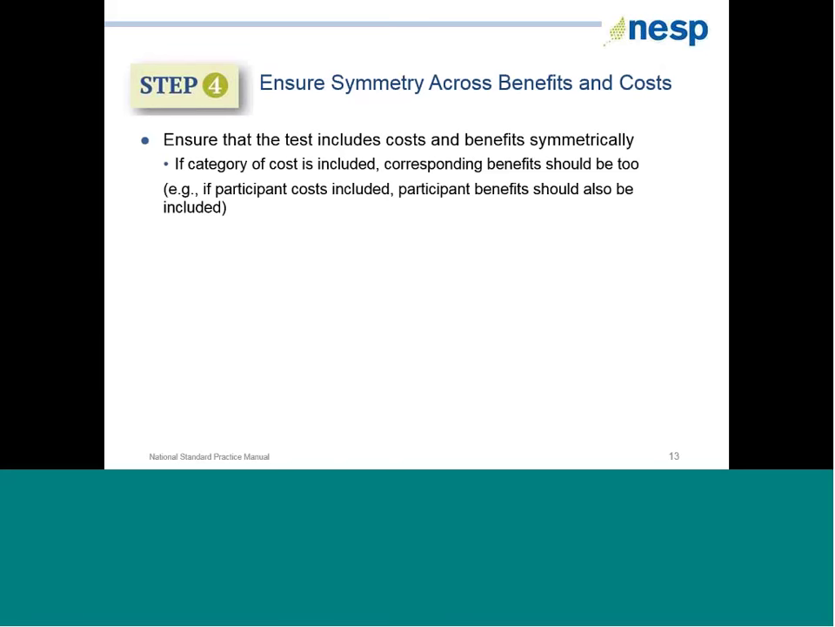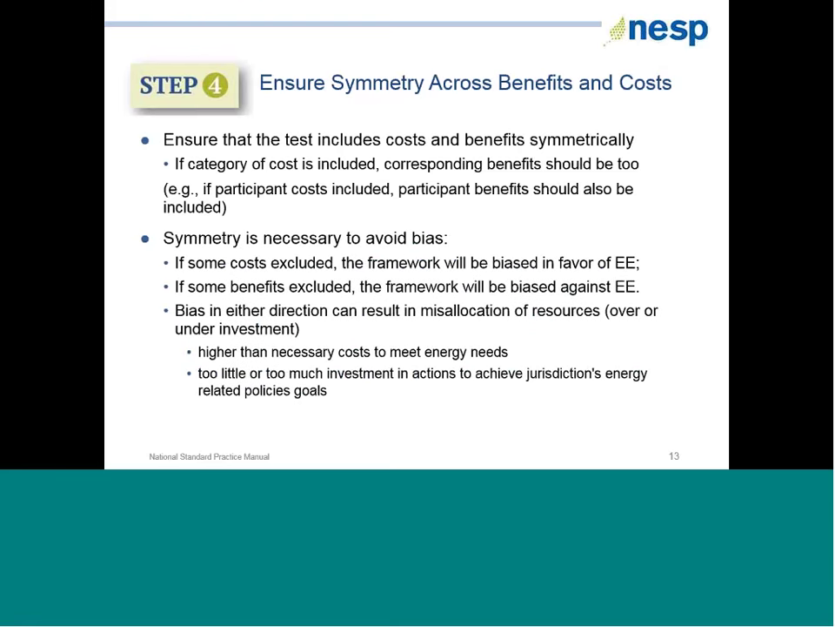And if you're going to include the costs, you have to include the benefits. The key here is that if you don't, you're going to have an inherent bias in your test. Either you're going to bias the test in favor of efficiency, or bias against efficiency. And either way, you get a misallocation of resources. Either way, customers are paying higher than necessary costs to meet their energy needs, and nobody wants that. So our main point here is avoid the bias, ensure the symmetry, and make sure that you've got a balanced test.